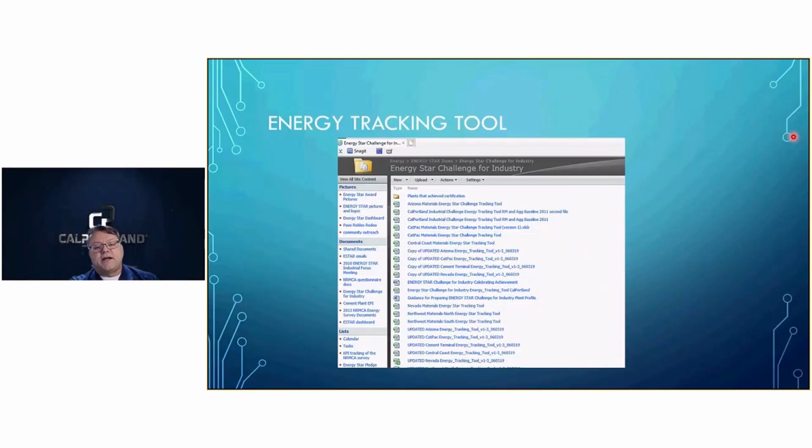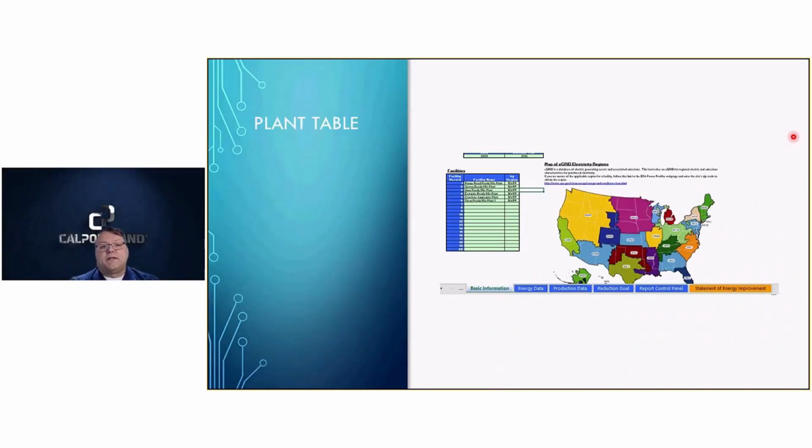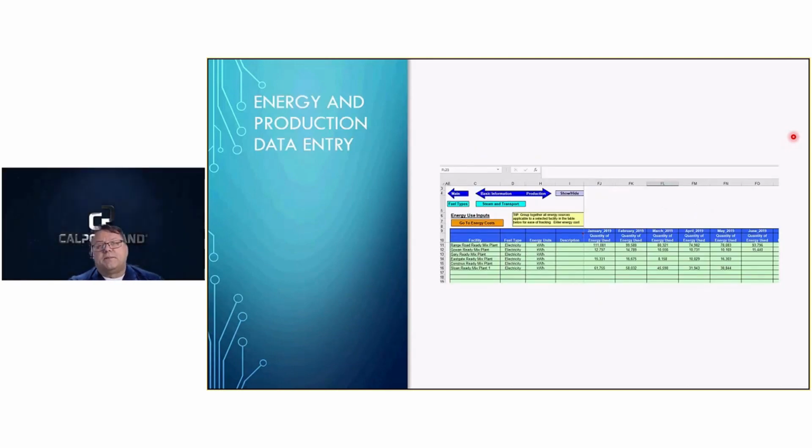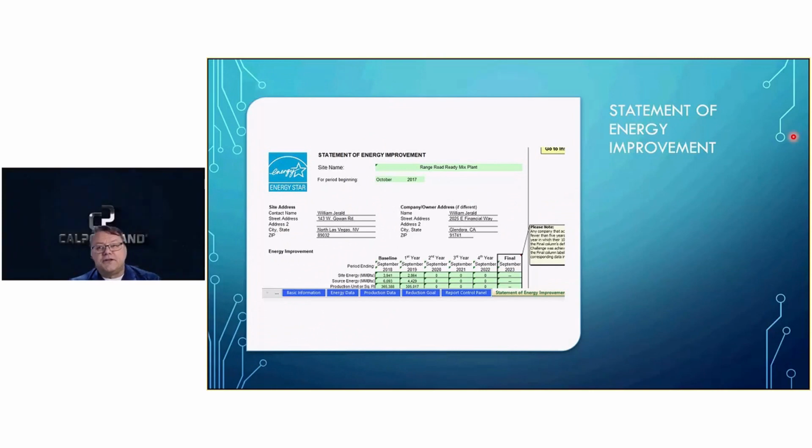The Energy Star Challenge, this is just a screenshot of, basically in SharePoint, we have probably about 20 spreadsheets now, because they are identifying plants throughout the company. And this is once again a screenshot of the spreadsheet itself. You list the properties in the spreadsheet, and then you have to enter the data for all the plants, energy and production data. And from that energy and production data, it gets us a statement of energy improvement, which shows us the status of that plant.